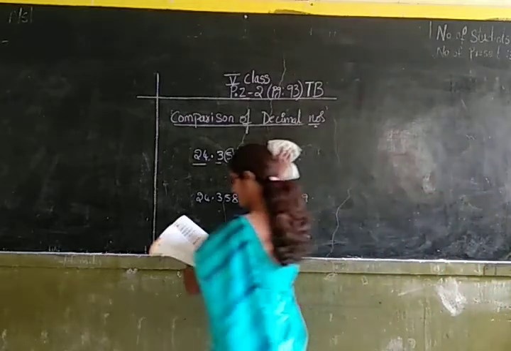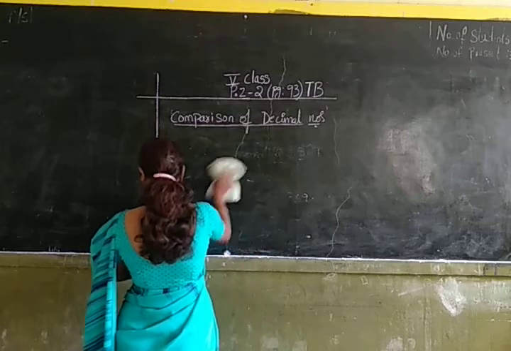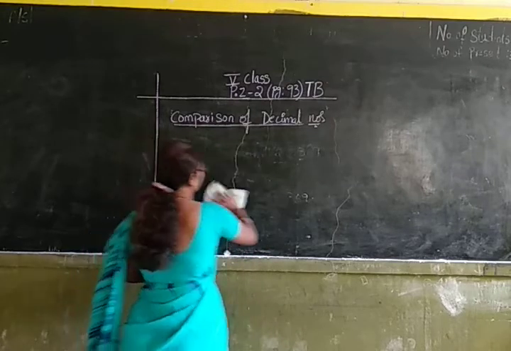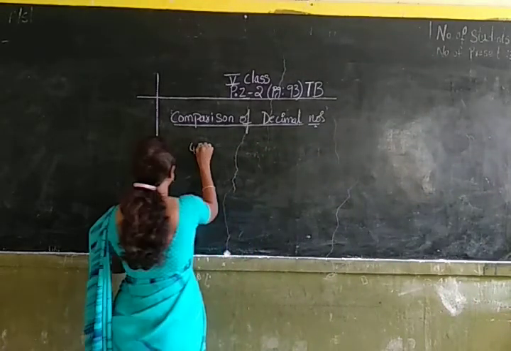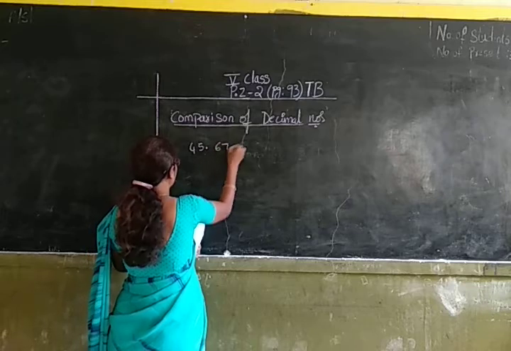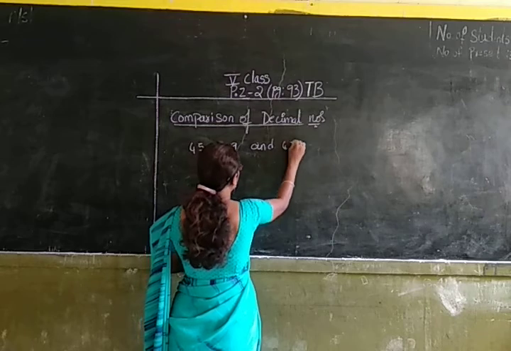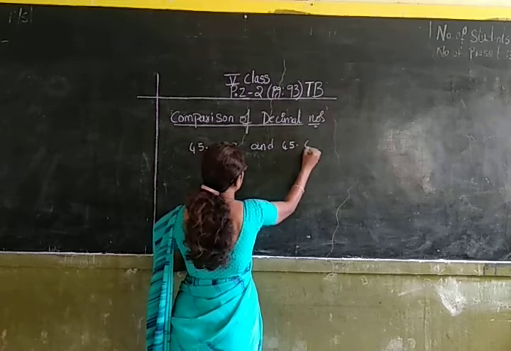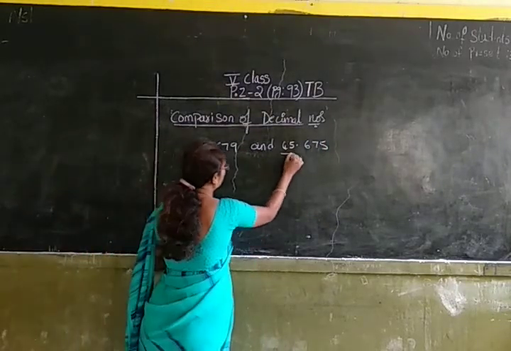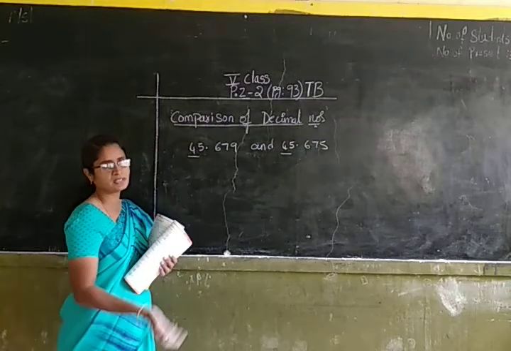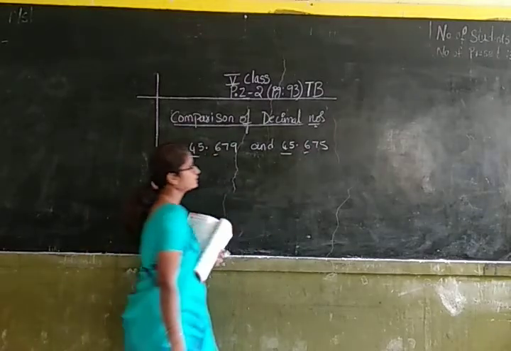Now let us take one more example. That is 45.679 and 45.675. First, let us compare the whole number part. The whole number part of the both numbers is same. So, let us compare the decimal part. First, let us check the tens place. In the tens place, both the numbers are having same number.